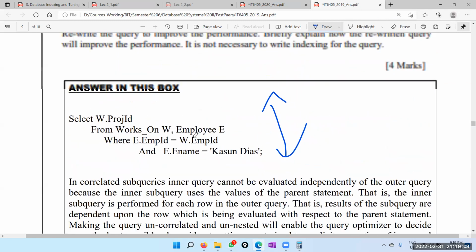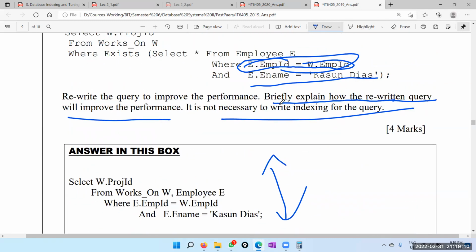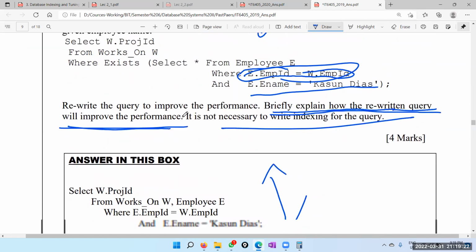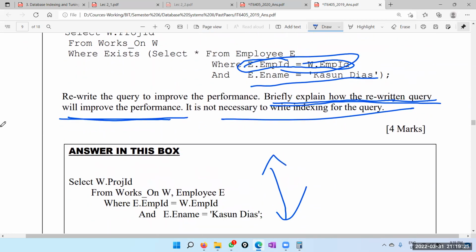Then why are they asking for an explanation? Do you have to explain it? Briefly explain how the rewritten query will improve the performance. You don't have to write the indexes, but you have to explain why. Now, if there's an index on name, but they are saying it's not necessary to write indexing for the query, but I think the explanation needs the indexing.